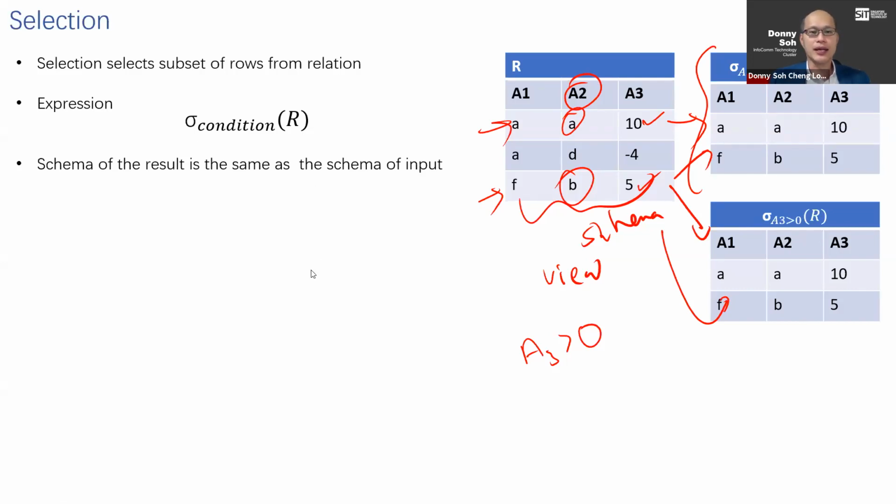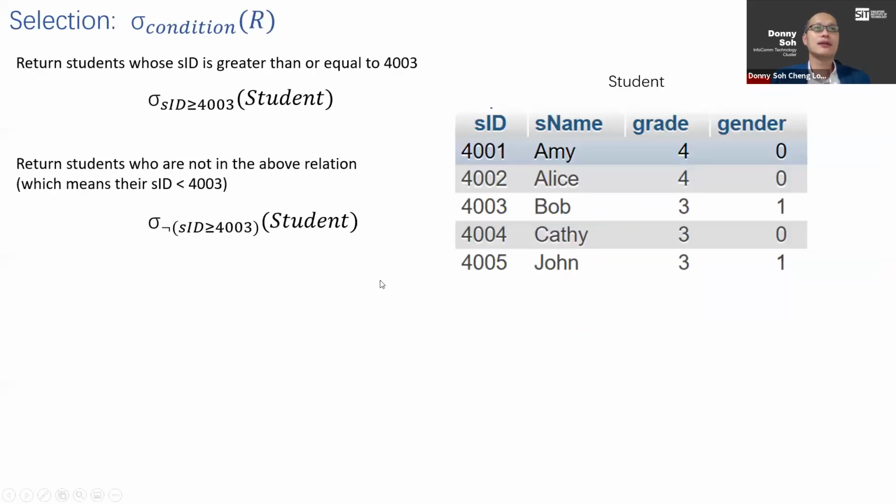So that is a bit of a recap for selection. Now let's look at this example. I think last week I mixed up the two statements. The first one is when SID is greater than or equal to 403, and this is how we will write that. The table name is student, and I'm selecting the SIDs where it is greater than or equal to 403, which is this and this.